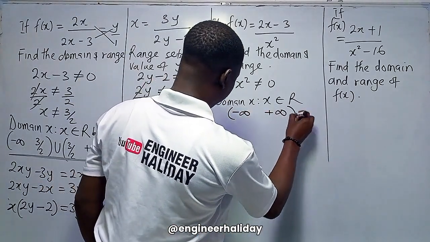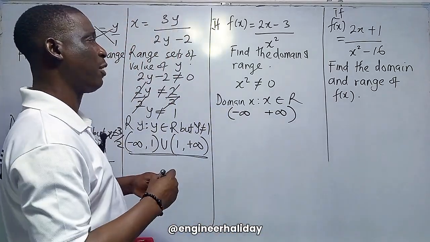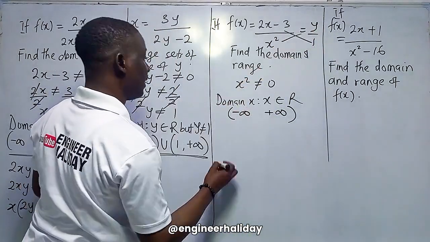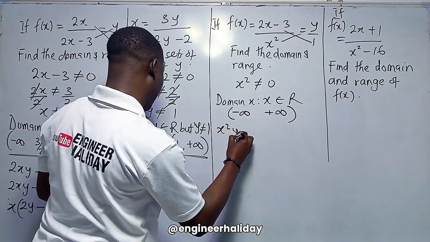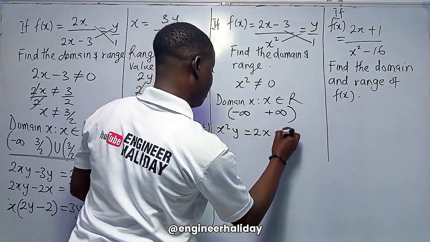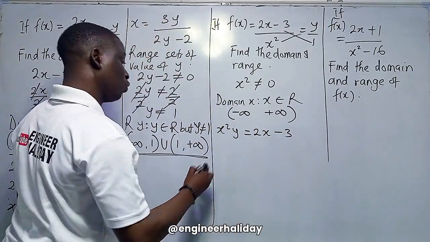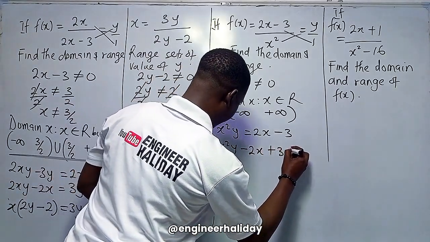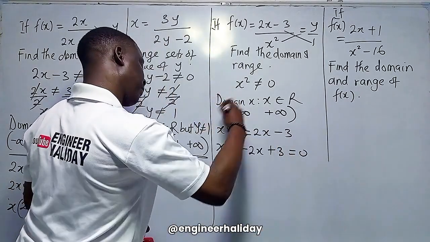Minus infinity to plus infinity. Now, to get our range, equate it to y, then cross multiply. And what do I have? x squared y equals 2x minus 3. So we have x squared y minus 2x plus 3 equals 0, if you bring it here, cross multiply.